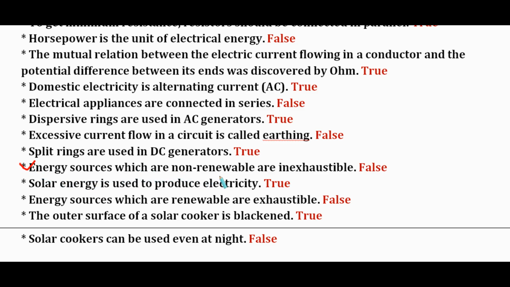Next is energy sources. Energy sources which are non-renewable are inexhaustible. False. Solar energy is used to produce electricity. True. Energy sources which are renewable are inexhaustible. False. The outer surface of a solar cooker is blackened. True. Solar cookers can be used even at night. False.